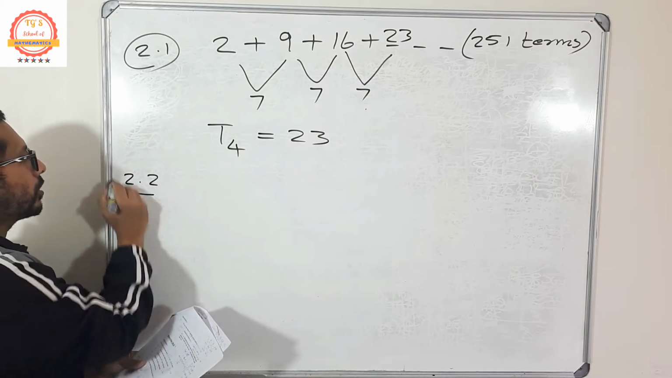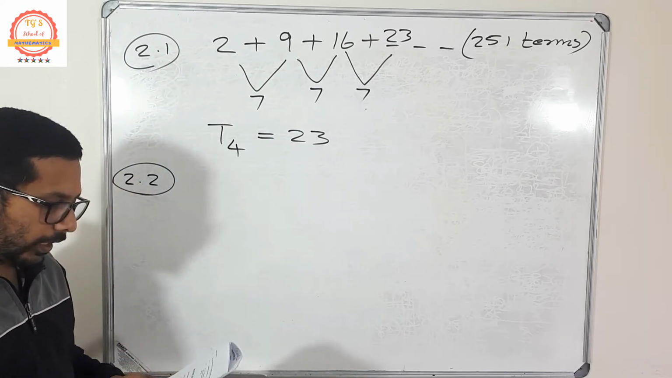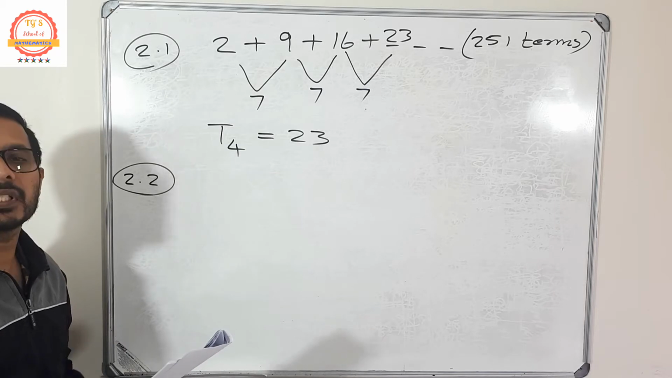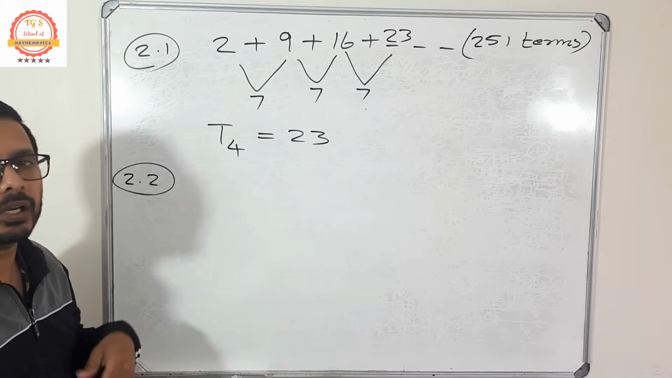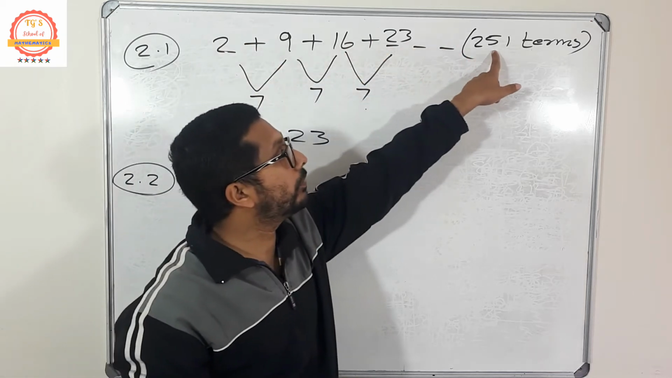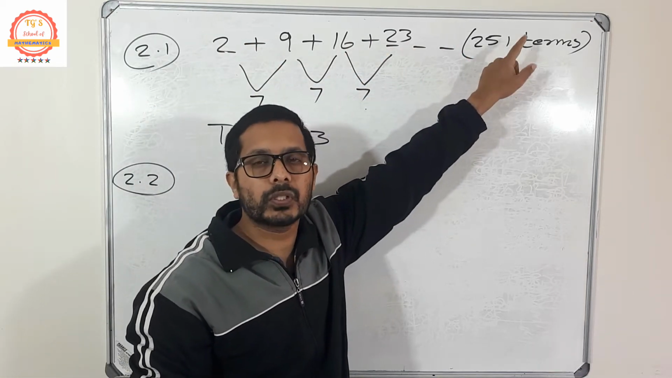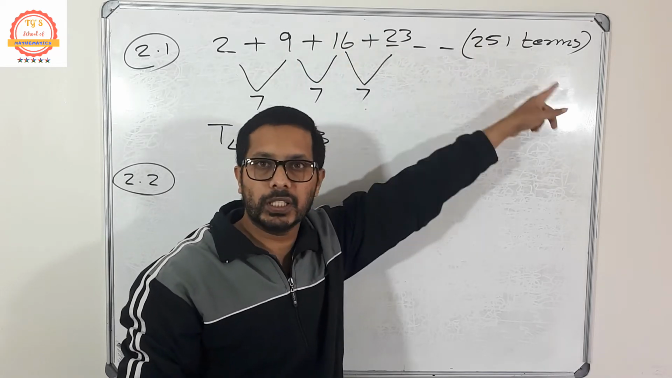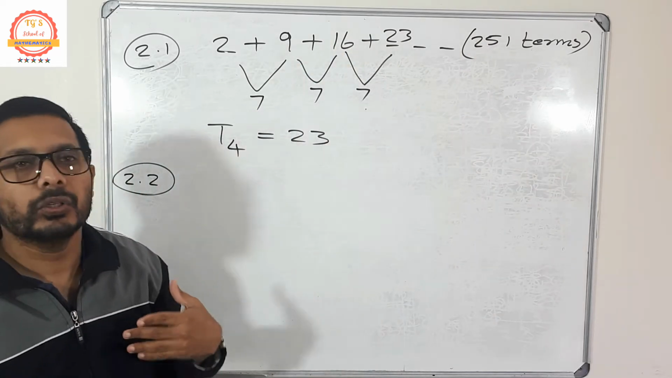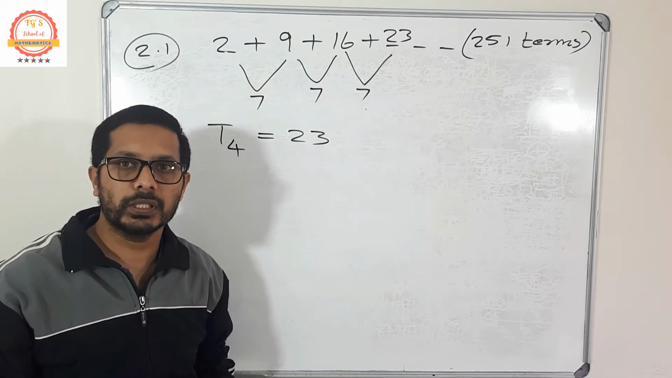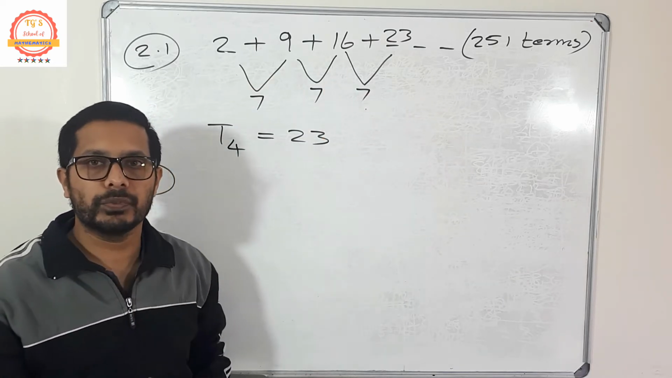Now let's go to question number 2.2. Calculate the 251st term of the series. You have to find the 251st term. You can see that the 251st is the last term, because in the question it is given that there are 251 terms here. So you have to find the last term, the 251st term.